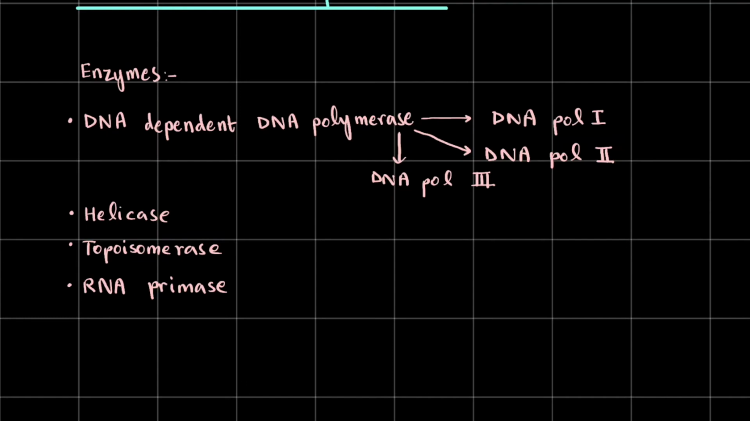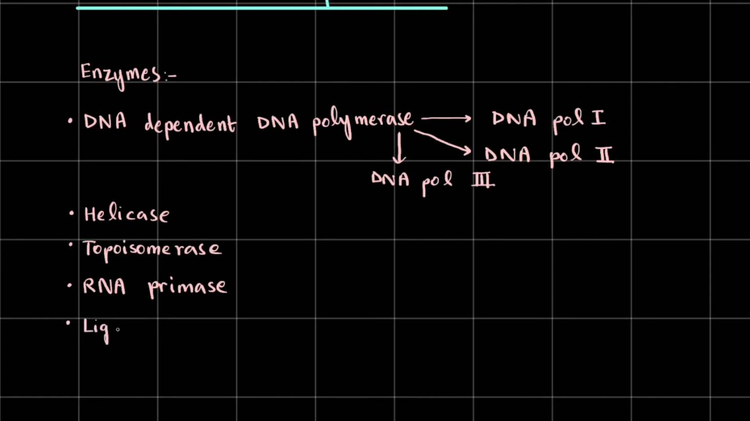So RNA primase basically sets down an RNA primer on both the open strands of DNA, so that the subsequent DNA replication via DNA dependent DNA polymerase can take place smoothly, right? Because DNA dependent DNA polymerase requires an RNA primer to begin its process of polymerization. This is the function of RNA primase.